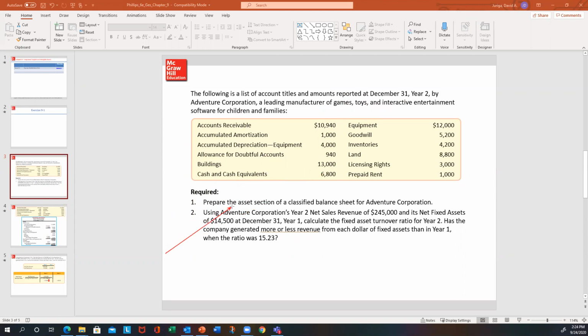Part 1 of this wants just the asset section of the classified balance sheet. So we'll need to know the current assets, and of course, this chapter is all about the long-lived assets, which is your non-current assets. And then they want us to do something with the fixed asset turnover ratio. So without any hesitation, let's take a look at it on the next slide.